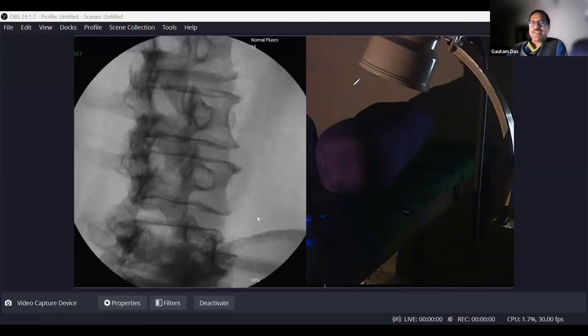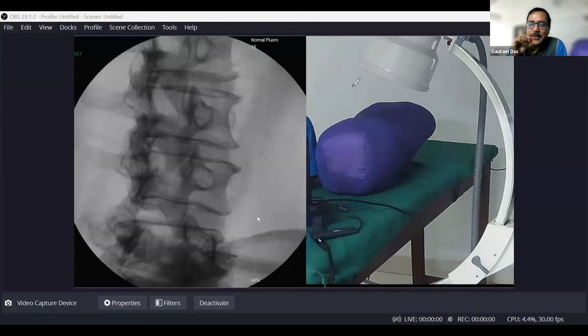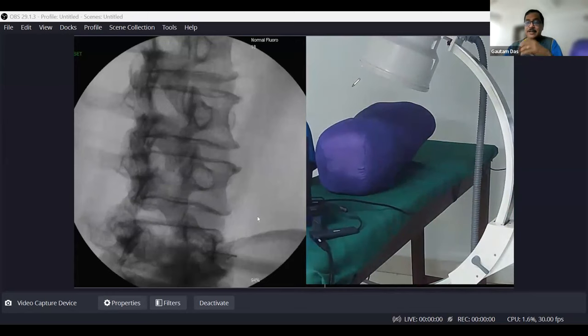So let me tell you what the indications are to do a transforaminal epidural by a safe triangle approach. The most important indication for a transforaminal epidural by safe triangle approach is, you know what? If you are selectively doing a diagnostic block. Many times you are not sure which nerve root is basically involved, from where the pain is generated. So what do you have to do?